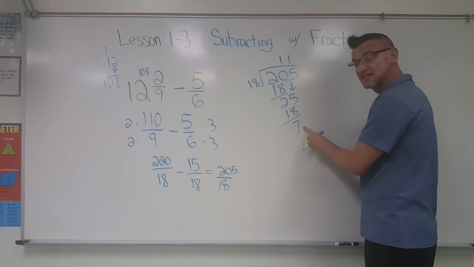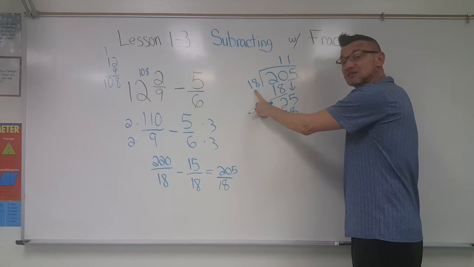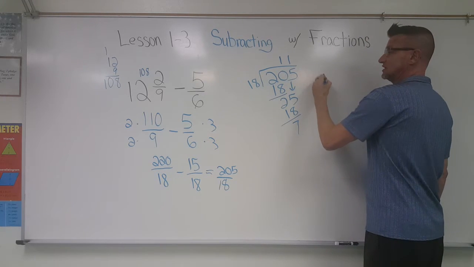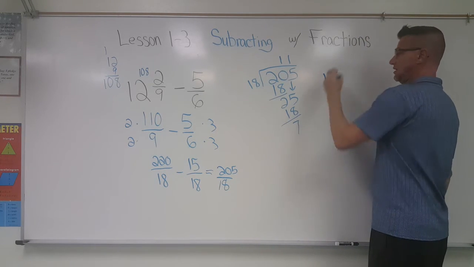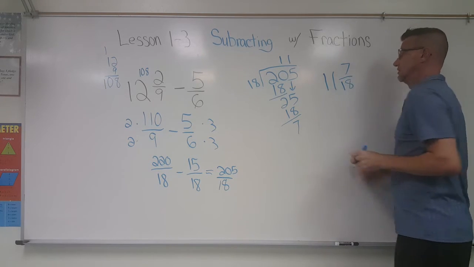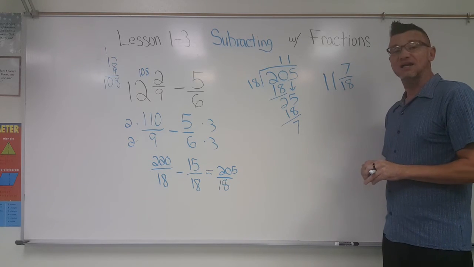So we know the 7, the remainder, is going to be the new numerator. What's outside the house is always the denominator, and that's the new whole number. So our answer is 11 and 7/18. That fraction is reduced all the way, and therefore our answer is simplified.